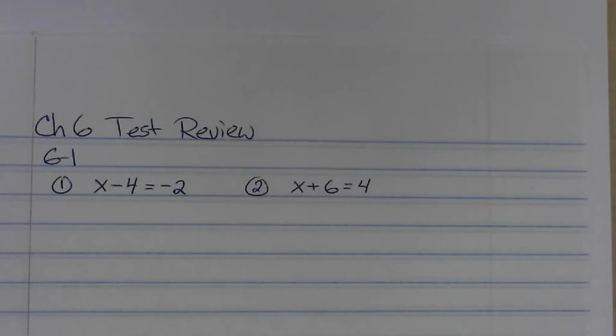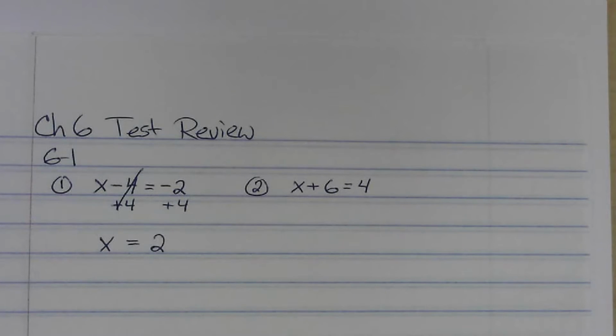Okay, to solve these questions, you're going to look at the side with the variable, and something's going to be either added or subtracted. You're going to do the opposite in order to isolate the variable. Let's look at number 1. The opposite of minus 4 is plus 4. 4 is on the left, cancel, and negative 2 plus 4 is 2.